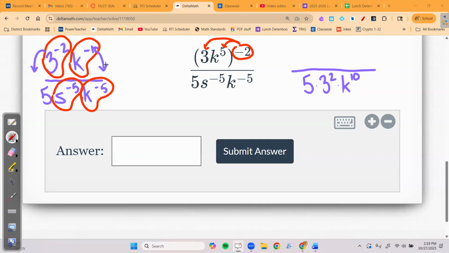We have to take these two and move them to the top, upstairs. So this S is going to go upstairs and become S to the power of 5. And this K is going to go upstairs and become K to the power of 5.